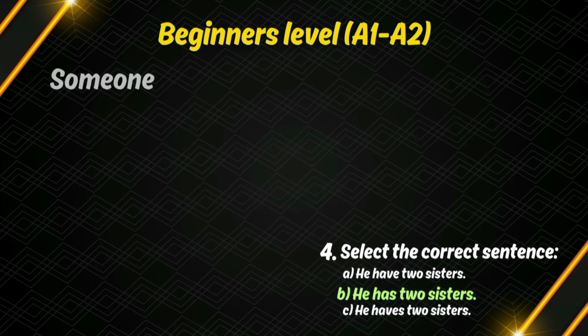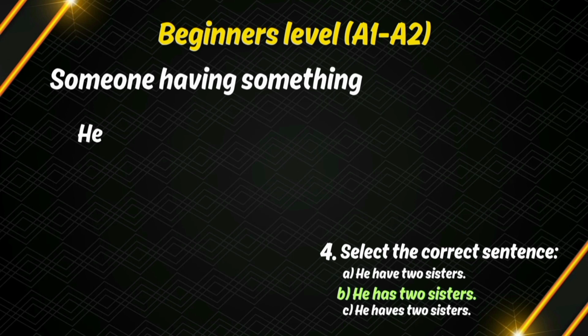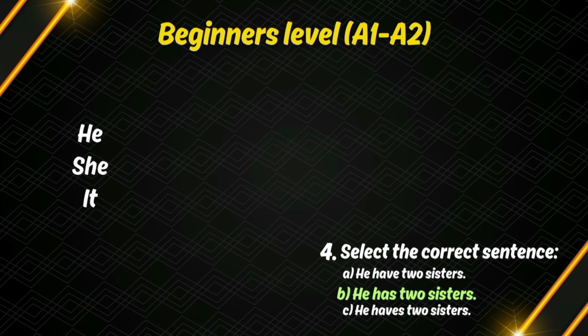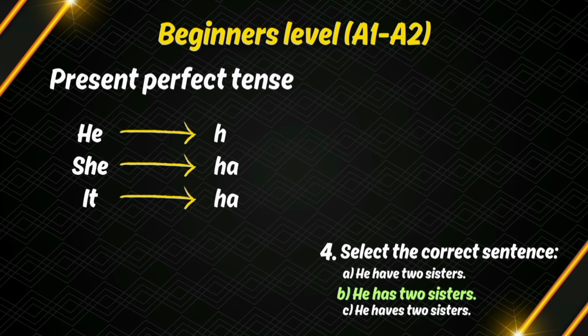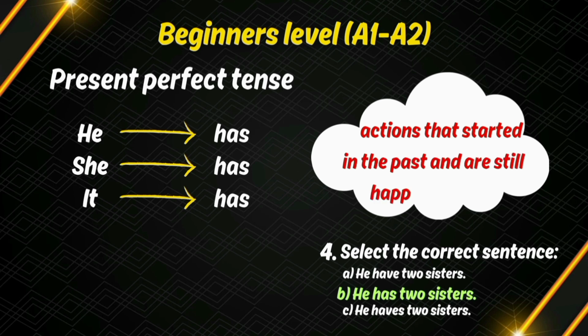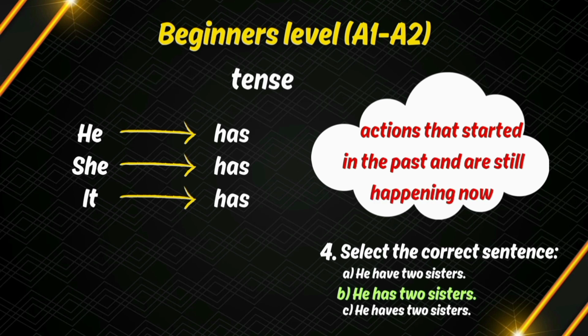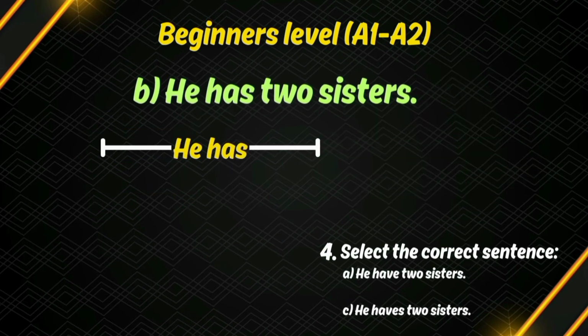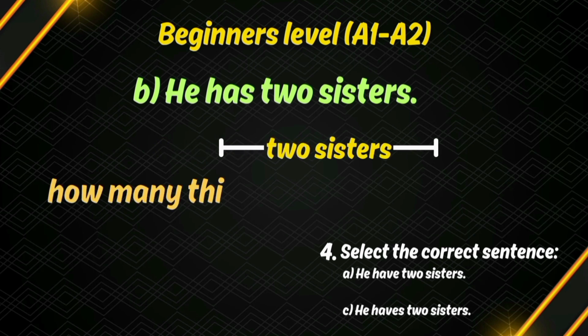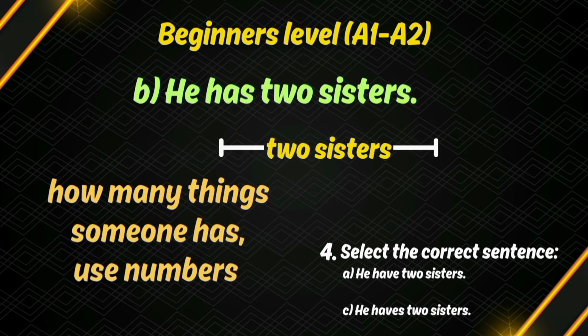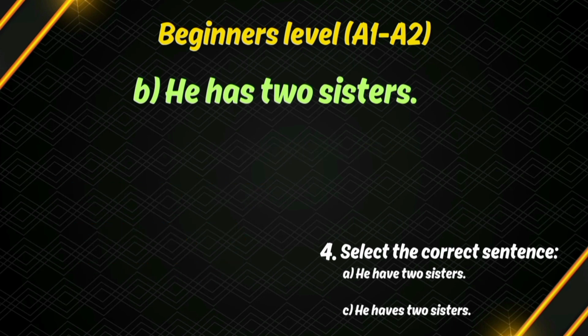When we talk about someone having something, and the person is he, she, or it, in the present perfect tense, we use has. For example, we say he has, she has, and it has. This happens when we describe actions that started in the past and are still happening now or just finished. In the sentence, the person is he, so we use has to show that he owns something. Also, when we say how many things someone has, we use numbers like 2 sisters. So, the right sentence is he has 2 sisters.